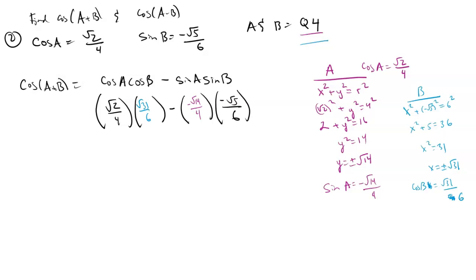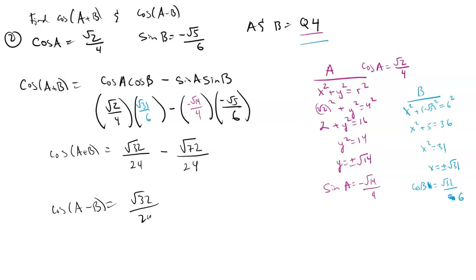So all we have to do is multiply these together. So we are going to get root 32 all over 24, and negative, negative, and a negative, so this will be minus, and this should be 72 all over 24. Which means if I want the cosine of a minus b, it'll be exactly the same thing, except my signs are opposite.